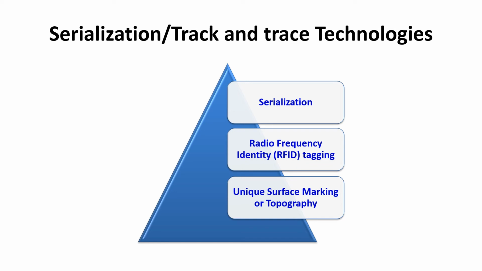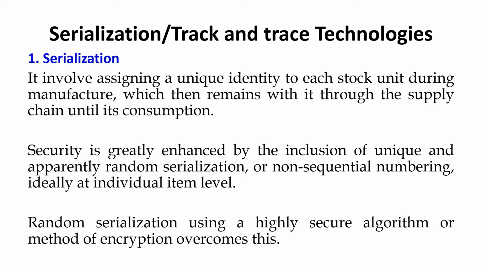So the examples of track and trace technology are serialization, radio frequency identity tagging, also known as RFID, and third, the unique surface marking or topography. Serialization, as the name indicates, involves assigning a unique identity to each stock unit during manufacture, which then remains with it through the supply chain until it's consumed. So it may be sequential, it may not be sequential. Now this serialization utilizes a highly secure algorithm or method of encryption.